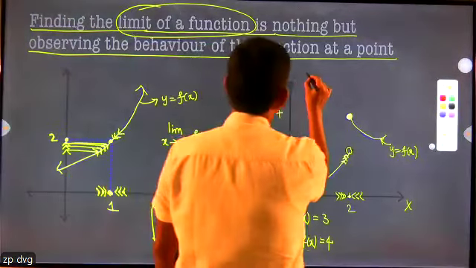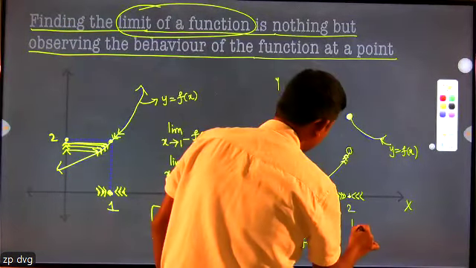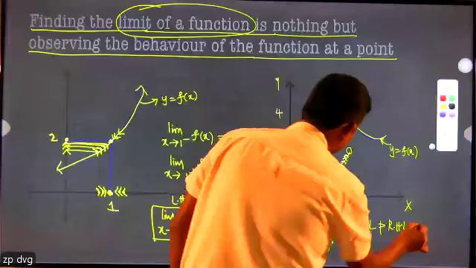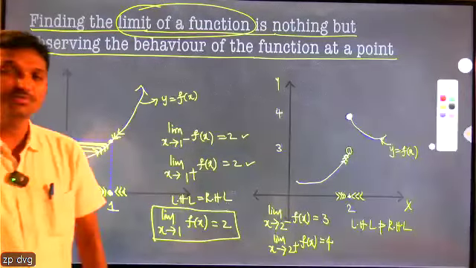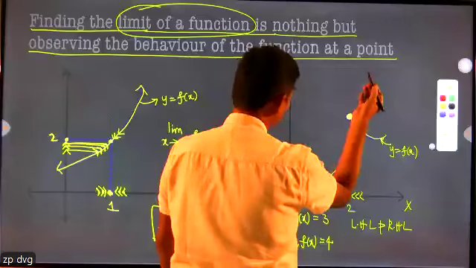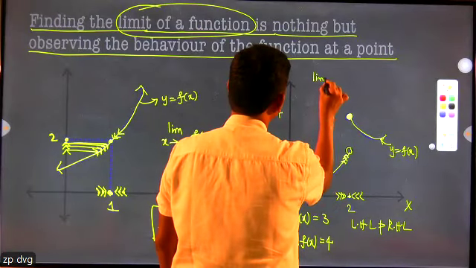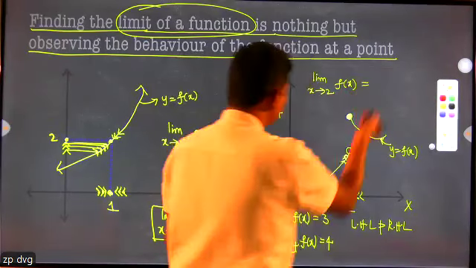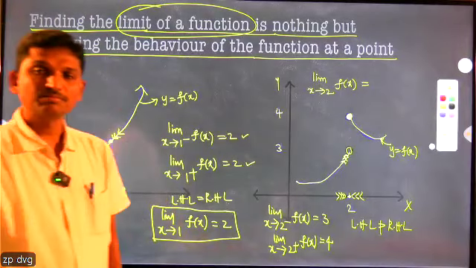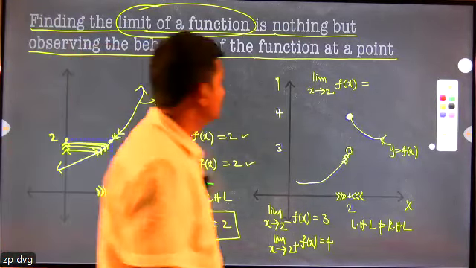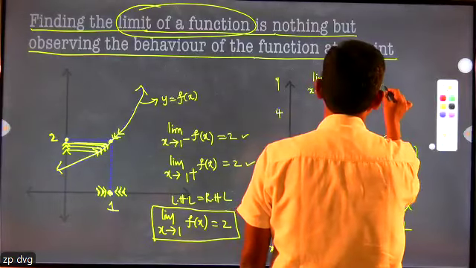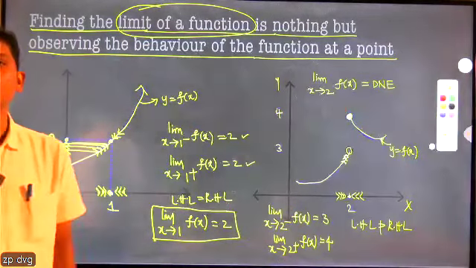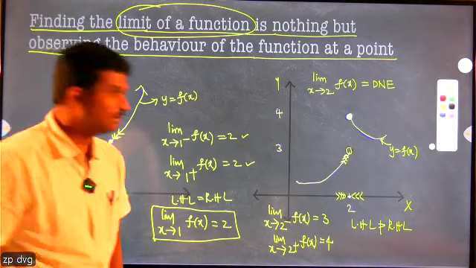So here the left hand limit is not equal to the right hand limit. In this case, what do we say? Limit x approaches 2, f of x. Observe the graph and answer. Yes, the limit of this function does not exist. Why does the limit of the function not exist? Because the left hand limit is not equal to the right hand limit at x equal to 2. I hope you understand this slide, right?